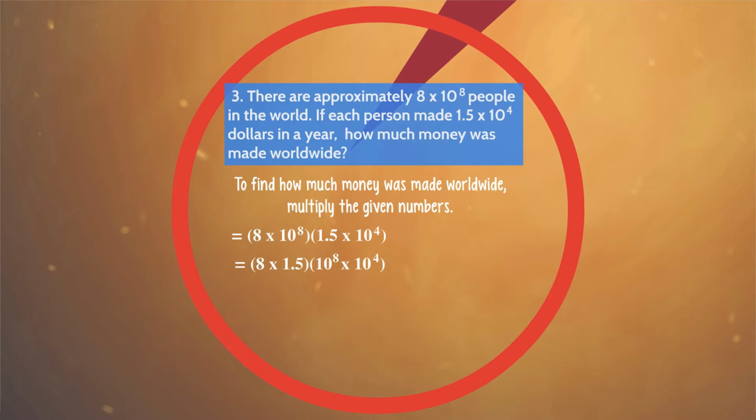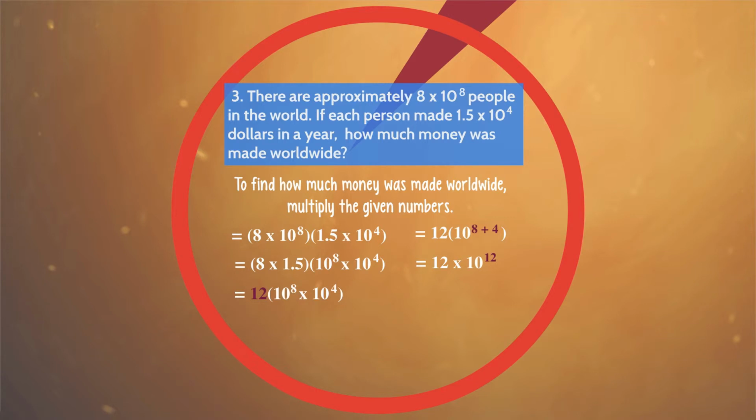Then, do the indicated operations inside the grouping symbols. Multiply the coefficients first. 8 times 1.5 is 12, so we have 12 times the product of 10 raised to the 8th power and 10 raised to the 4th power. There is still one remaining grouping symbol, and we need to simplify that. So multiply the powers of 10 by adding the exponents, 8 and 4. 8 plus 4 is equal to 12, so we have 12 times 10 raised to the 12th power.